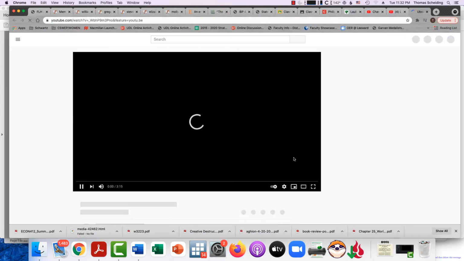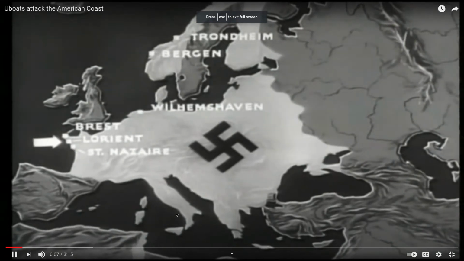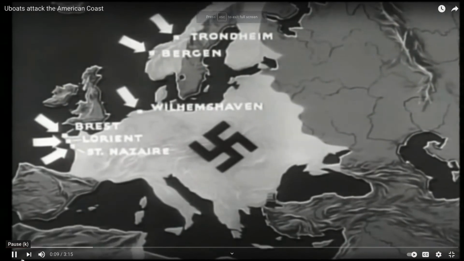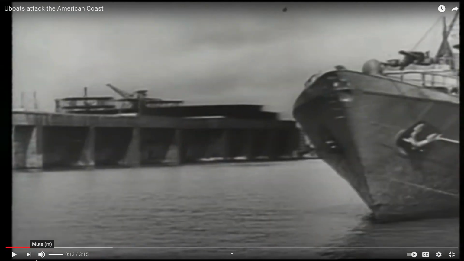You don't have a lot of examples of infrastructure damage. Really the only example we have here is the submarine fleet, operating out of bases in conquered France and Norway. I think this is sort of propaganda made to seem like it's the Germans making it, but it's not. But U-boats did attack boats off of the East Coast and in the Gulf of Mexico. And that's what we'll see here.